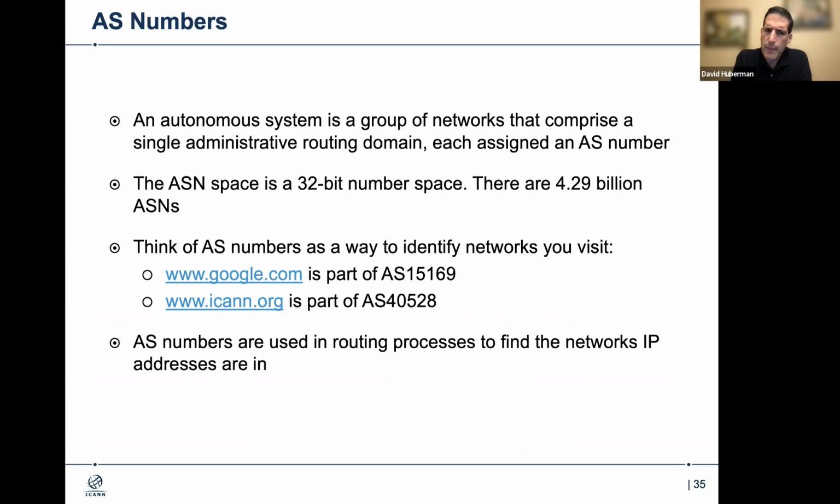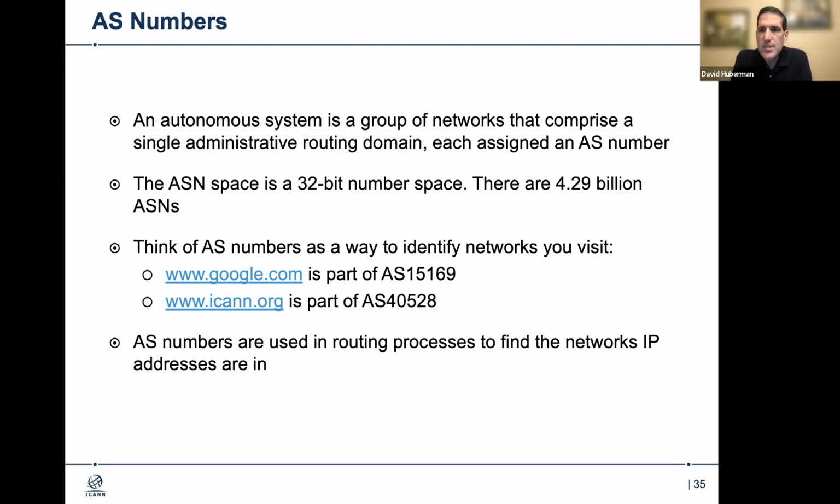And one of the ways you can think about AS numbers is that it's a way to identify what network you visit. If you go in your web browser to www.google.com, well, you're going to a set of IP addresses, but where the web servers are, where the actual content is, are actually part of AS 15169. That's the globally unique AS number that's been assigned to the routing domain where the Google web servers are. ICANN has its own web servers, and that's part of AS 40528.